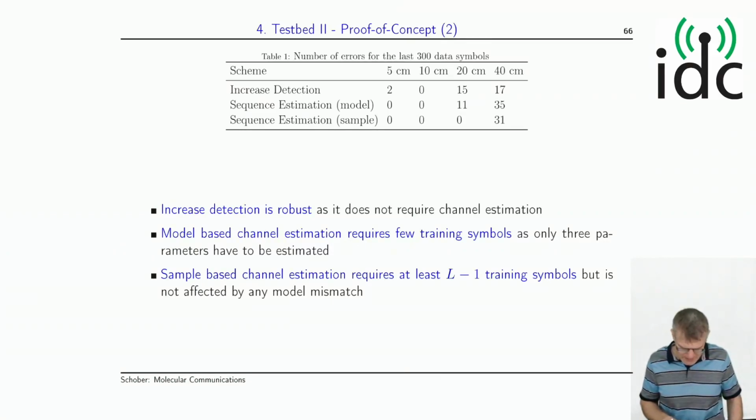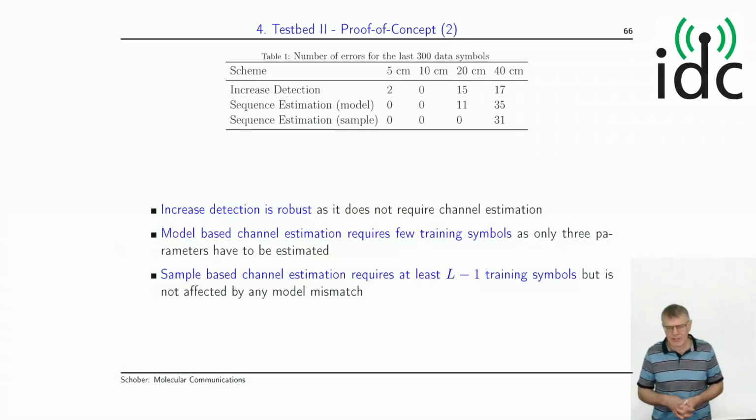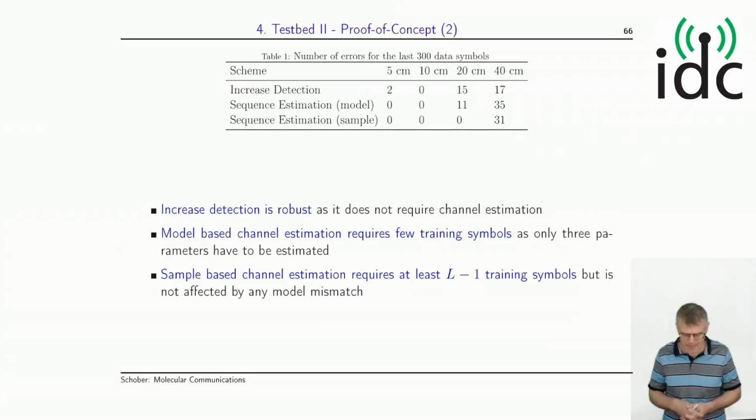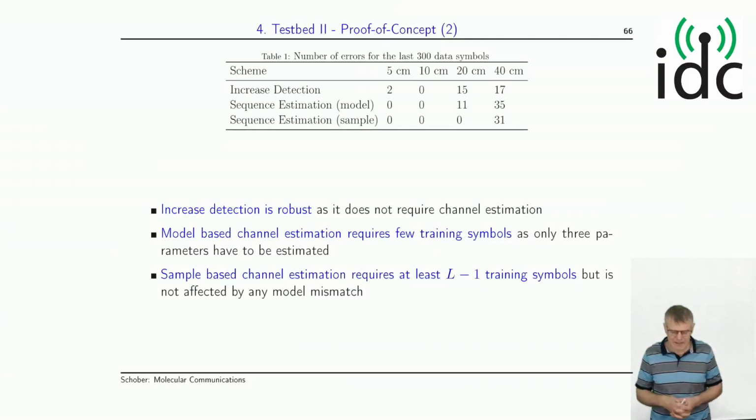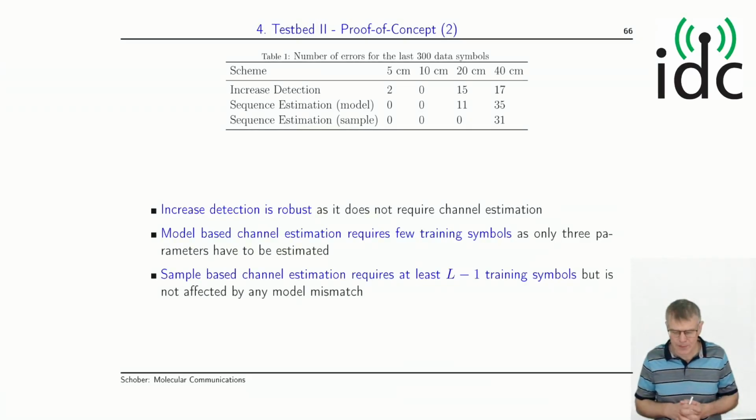training symbols. Also surprising is that this increase detection actually works as the best scheme for 40 centimeter, right? Where for these large distances I would have assumed that the sequence estimation schemes are far superior. And they probably are, if everything is ideal, so if you know the impulse response perfectly, but due to the estimation error that we have invariably, right, especially for these larger distances, this destroys sort of the optimality of the sequence estimation again.